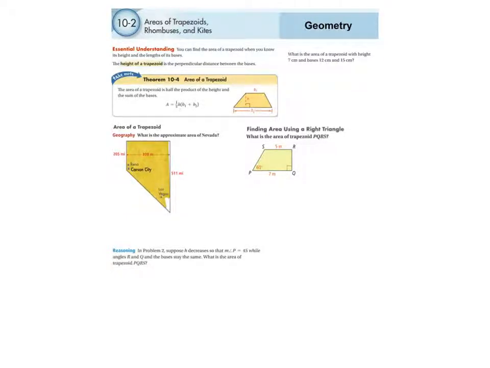Okay, so today we are working on section 10.2, and we have essentially two new area formulas for three different shapes. So we're going to talk about the area of a trapezoid, the area of a rhombus, and the area of a kite. Okay?